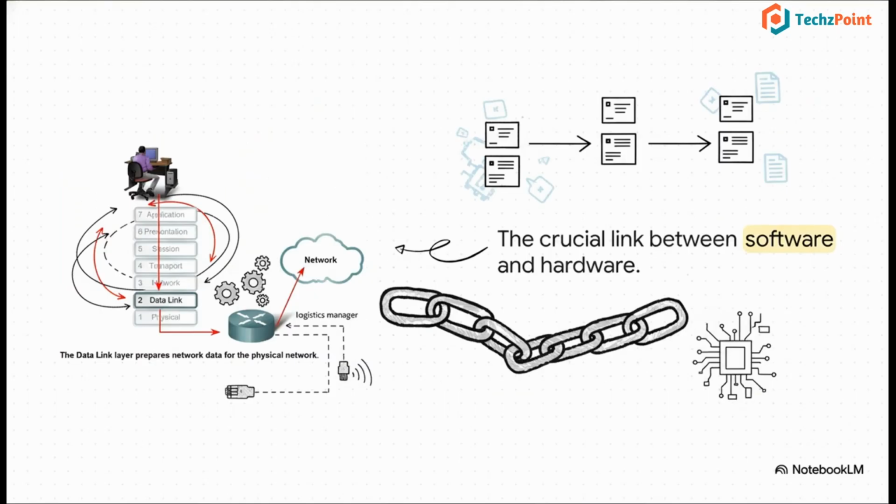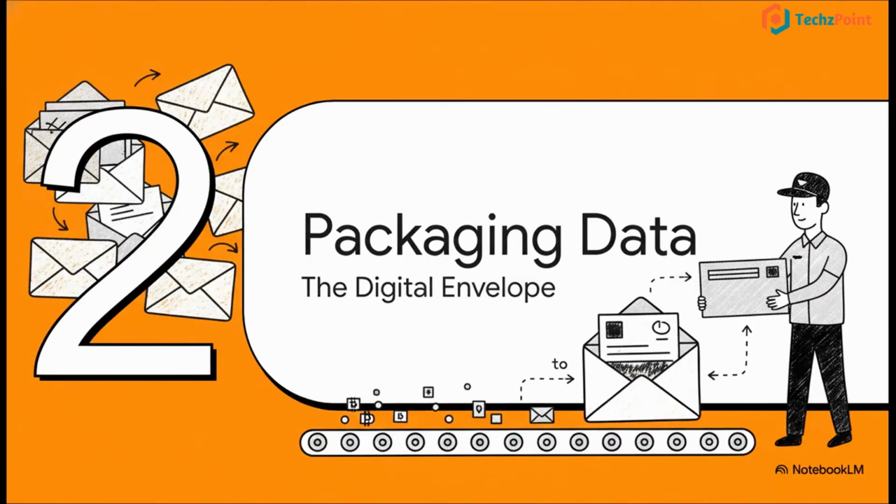The best way to think of the data link layer is as the ultimate translator and a logistics manager. Its main gig is to take the data that your software understands, all the stuff from the layers above it, and get it ready for its big journey across the actual physical hardware, like your Ethernet cable or your Wi-Fi signal. So how in the world does it do that? Well, its first core job is all about packaging.